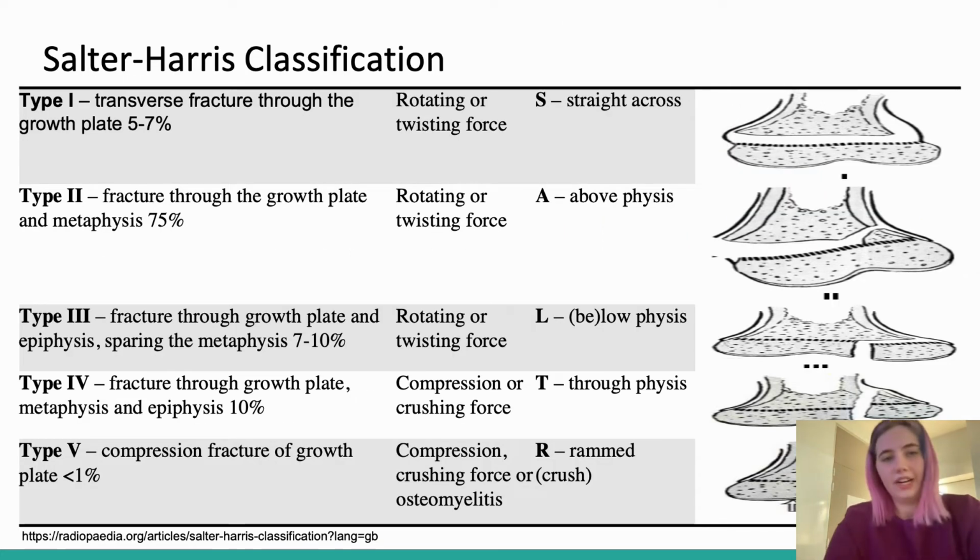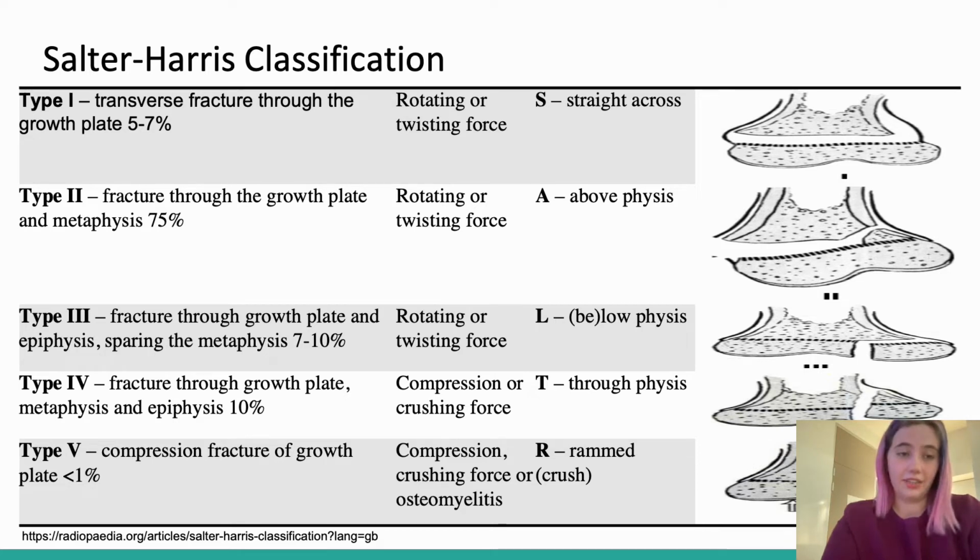Another way to classify fractures in children when it involves the growth plate is the Salter-Harris classification. There are types 1 to 9, but types 6 to 9 are very uncommon, so I'll just focus on these 5 today. So type 1 is a transverse fracture through the growth plate. It occurs in about 5 to 7% of fractures, and it's caused by a rotating or twisting force. Type 2 is a fracture through the growth plate and metaphysis, which is the most common, seen in about 75% of fractures, and it's again caused by a rotating or twisting force.